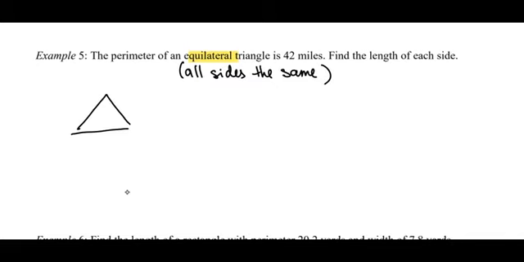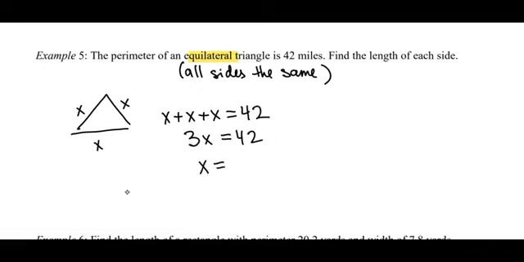And when you add x, x, and x, those 3, you have 42. So that means 3x equals 42, and x equals 14.